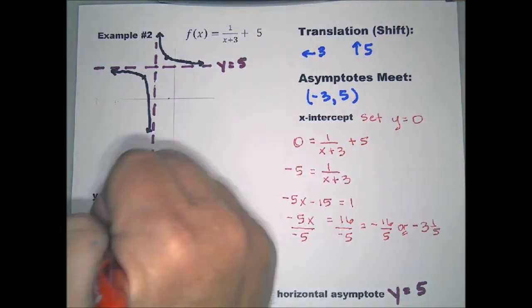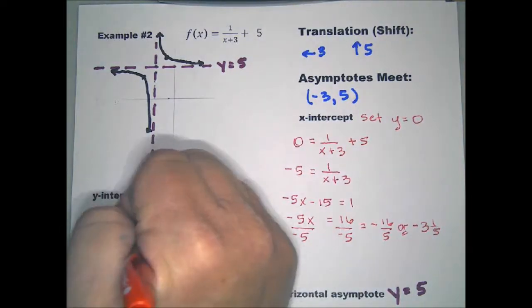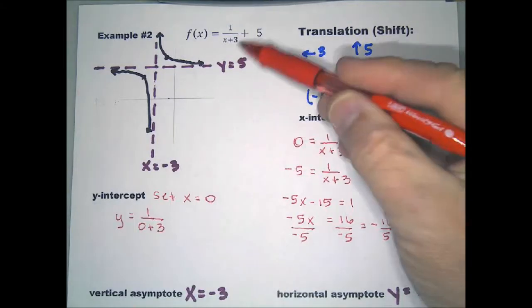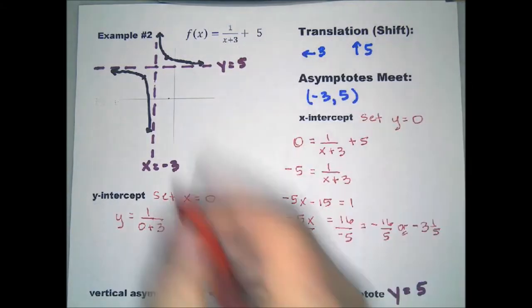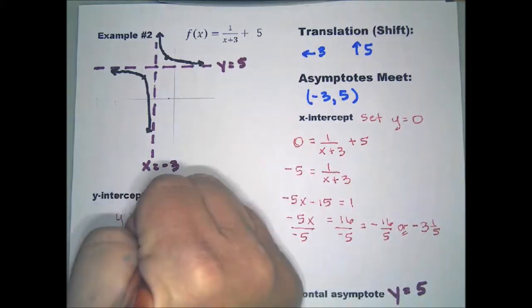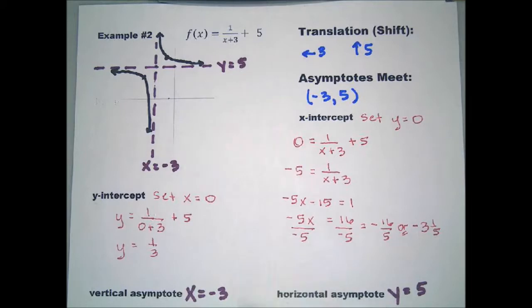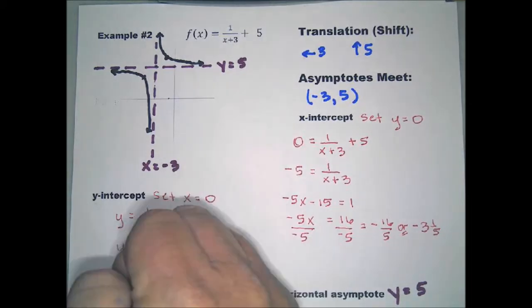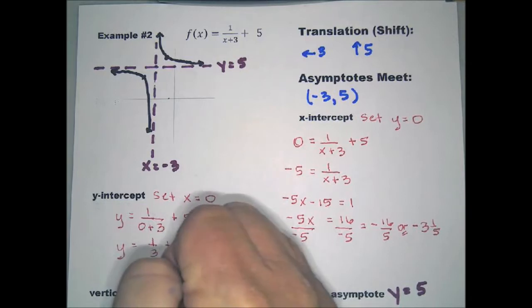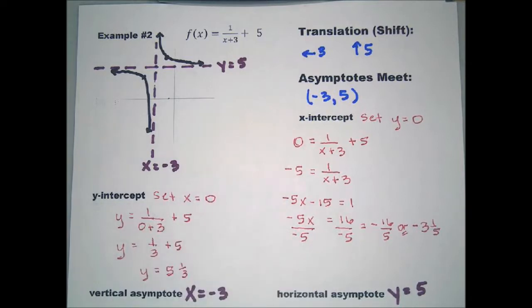So y equals 1 over 0 plus 3. All I did was go back to the equation and put a 0 in for the x, plus 5. So y equals 1/3 plus 5. So y equals 5 1/3. So we have the x-intercept and we have the y-intercept.